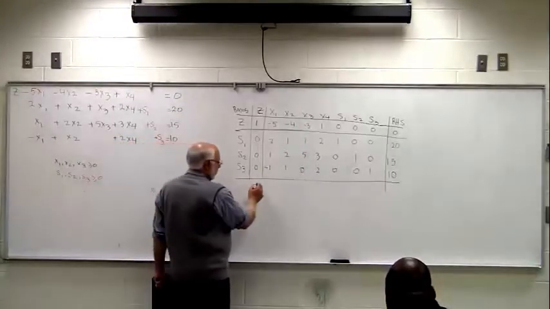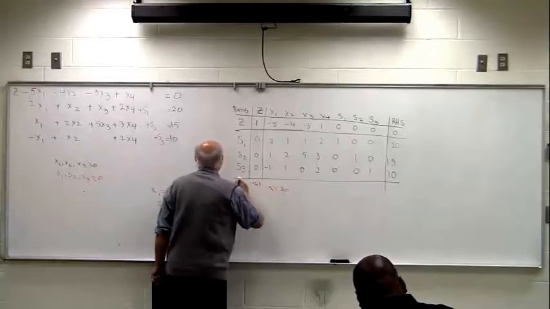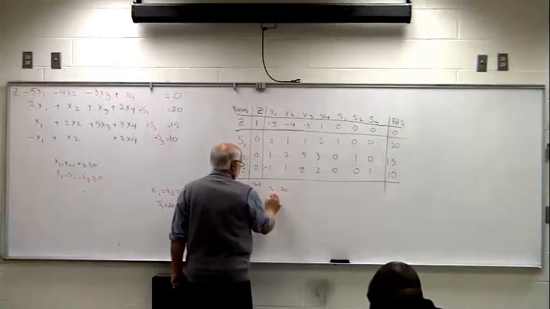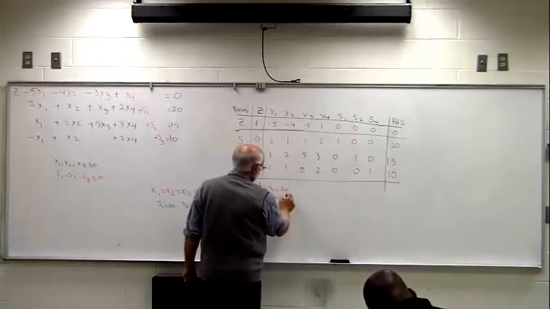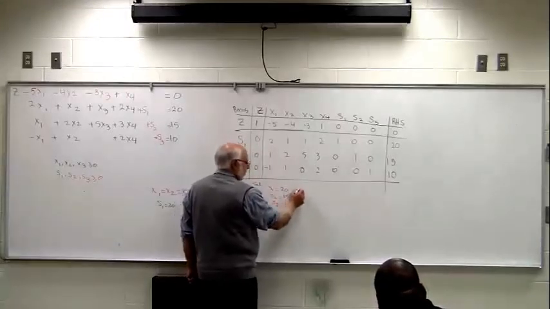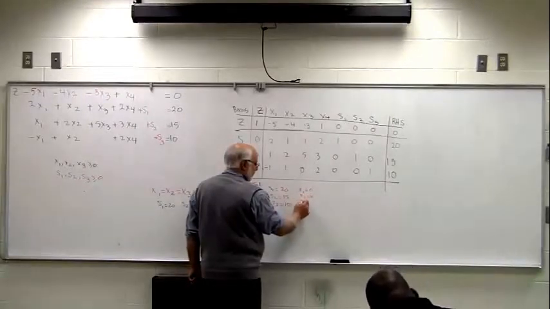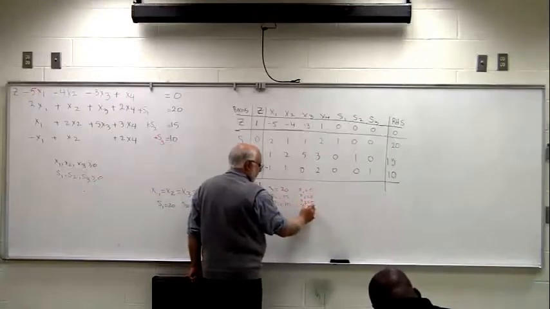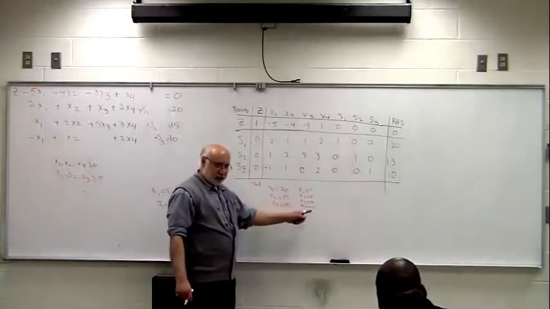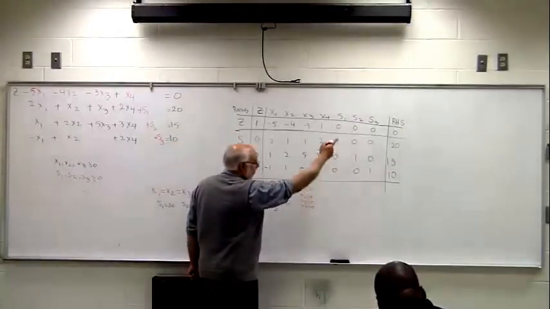The solution of this is S1 equal 20. Remember, S1 equal 20. S2 equals 15. S3 equals 10. X1 equals 0, X2 equals 0, X3 equals 0, X4 equals 0. How do I know they are 0? They are non-basic, because these are the only basic ones. And Z is 0.